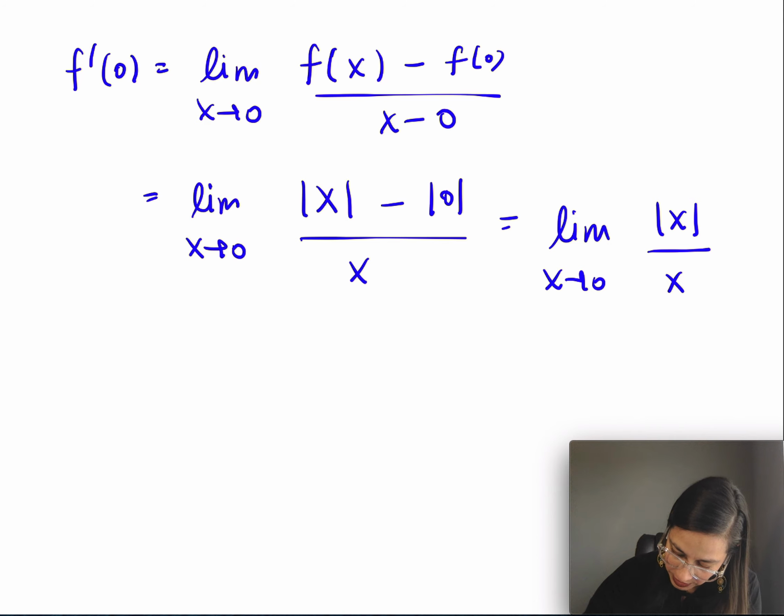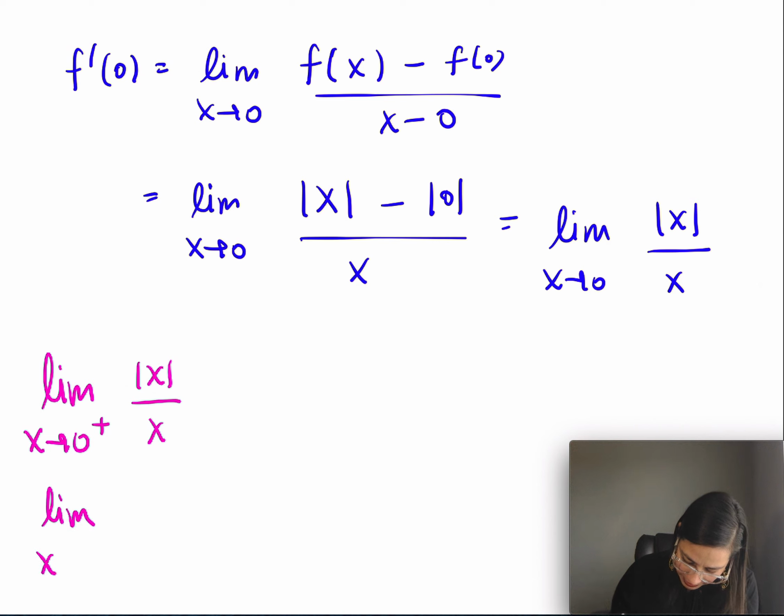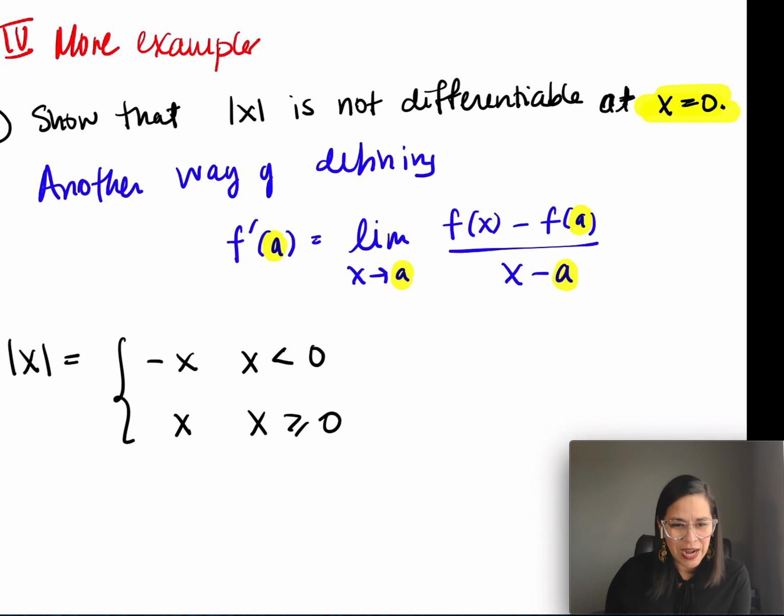Okay, so let's see. I'm going to take the limit as x goes to 0 from the right of the absolute value of x over x. I'm going to take the limit as x goes to 0 from the left of the absolute value of x over x, right? So go back to the definition.